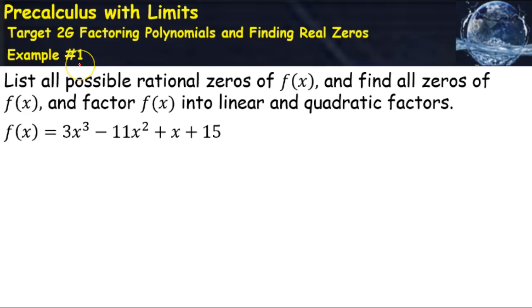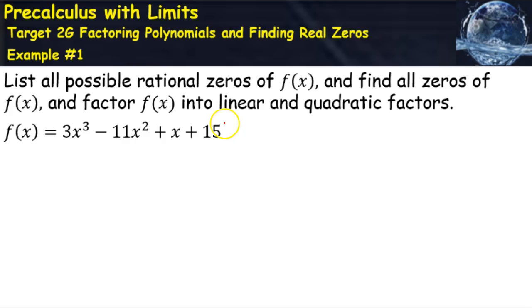Okay, this is the Target 2G factoring polynomials and finding real zeros retake video. So it says list all the possible rational zeros of f of x and find all the zeros of f of x and factor f of x into linear and quadratic factors.